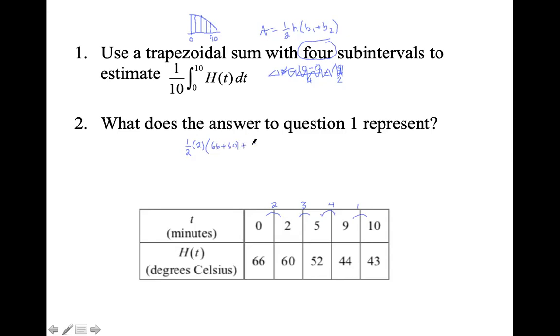Trapezoid number 2, again, is 1/2. This time our height is 3, right? Remember h in this case is our delta x. When we think about our trapezoid formula, that's what that's talking about. So this time 1/2 the height times, on our bases this time, are 60 and 52.